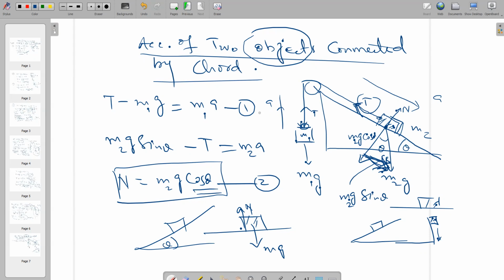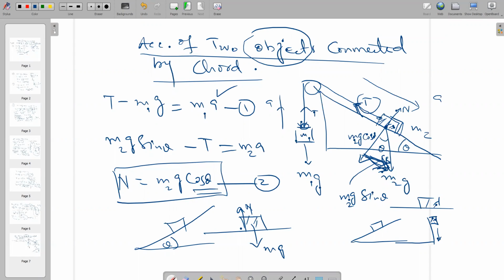So if you solve these equations 1 and 2, you can find the value of the acceleration. You can find the value of the tension. Now, this work you can do yourself. This is an easy job. It is not a difficult job, I think. Just add the equations and solve for acceleration. When you get the acceleration, put it here and then solve for the tension. Okay.